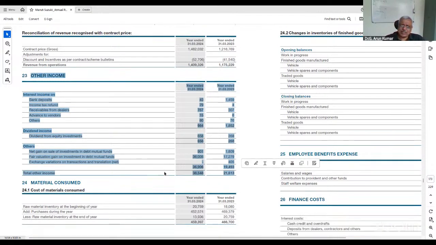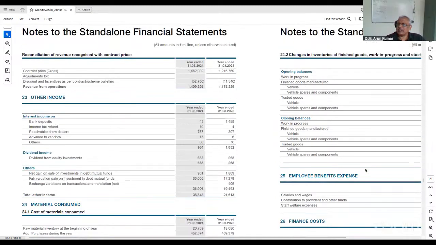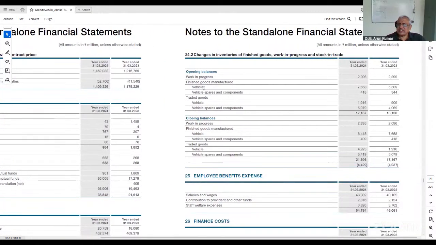Similar is expenditure. Let's continue with this itself. Material consumed. What is the amount of raw material that I've consumed? How much is purchased? How much is still there at the end of the year? How much have I consumed? That is what we see here. What is the kind of inventory I had? What is the work in process inventory, the raw material inventory? What are the closing balances of all this inventory? Work in process inventory, finished goods inventory, traded goods inventory. All these details you will be able to see here.